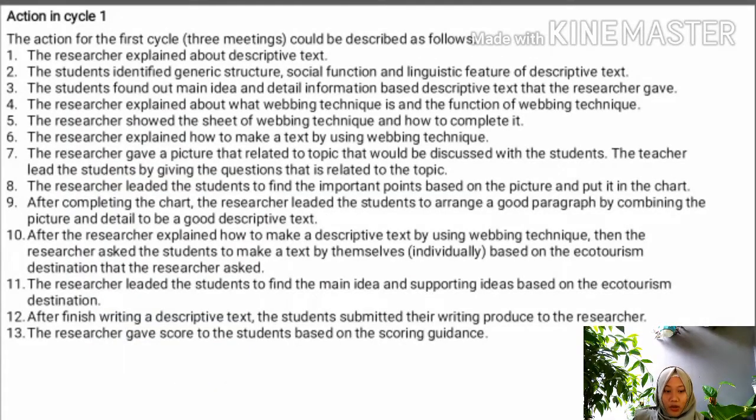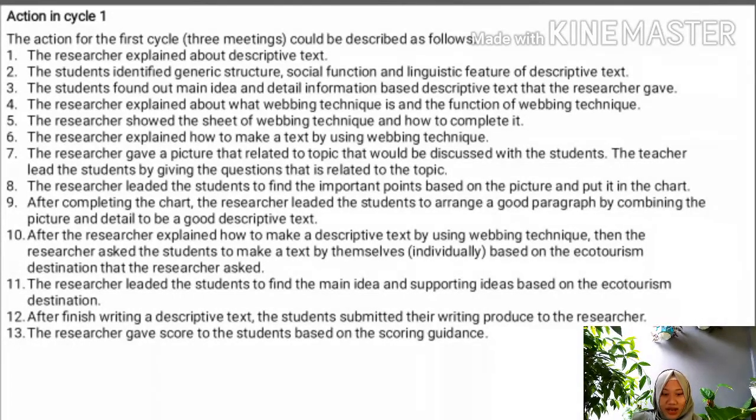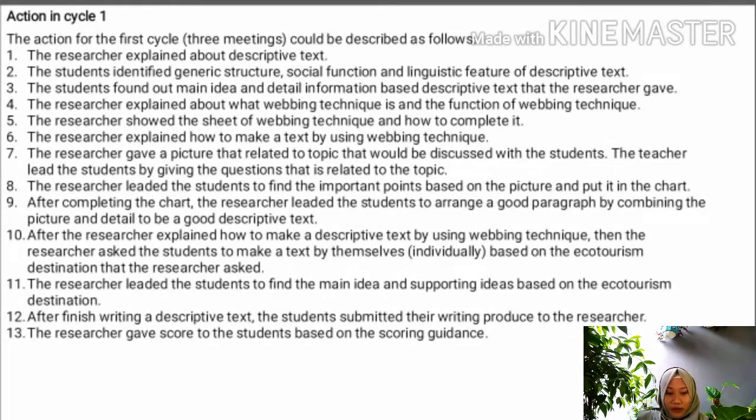Action in cycle 1: the researcher explained about descriptive text and students identified generic structure, social function, and linguistic features of descriptive text, and students found main idea and detailed information based on the descriptive text that the researcher gave. Then the researcher explained about webbing technique and the function of webbing technique. The researcher showed the sheet of webbing technique and how to complete it. The researcher explained how to make a text by using webbing technique.